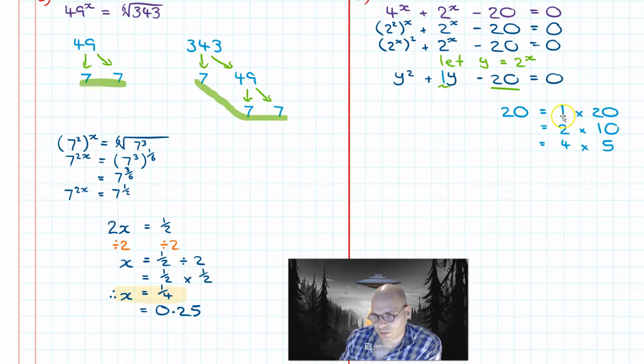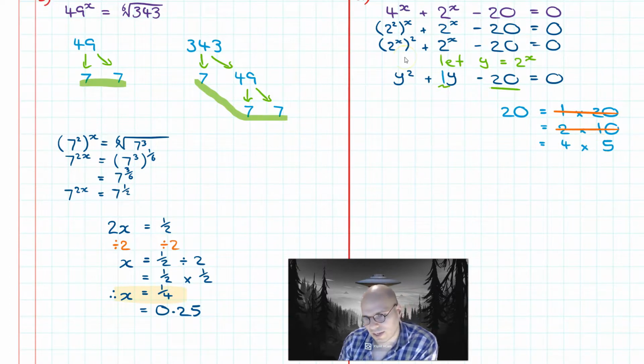So if we go minus 1 plus 20, it's going to be 19. Or if we go 1 plus minus 20, it's negative 19. So this guy's not going to be one of them. Next we have 2 and 10. We can go minus 2 plus 10, that will give us 8. Or we can go 2 plus minus 10, which will give us negative 8, which is not a contender. But lucky last, we have 4 and 5. Minus 4 plus 5 is 1. So what we can see is that we're going to have a minus 4 here and a plus 5 here.